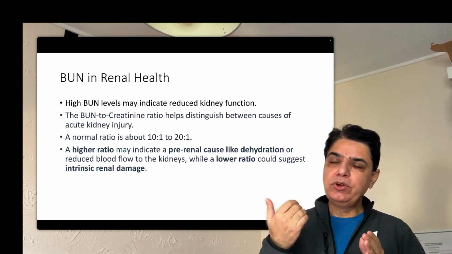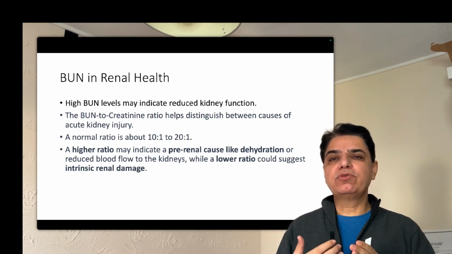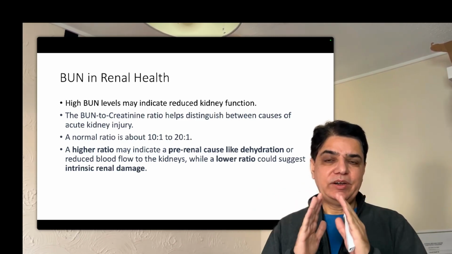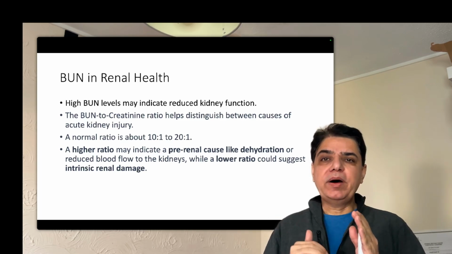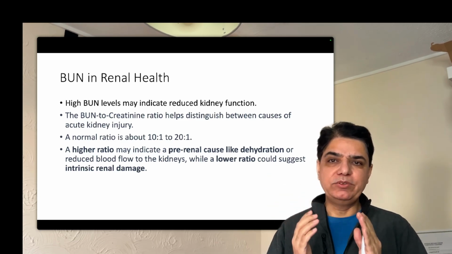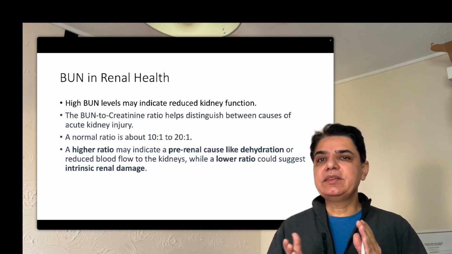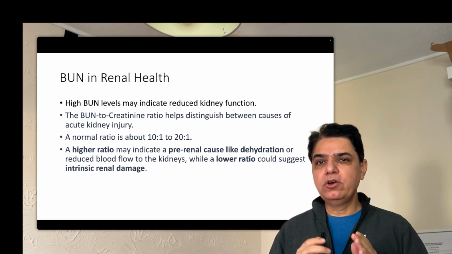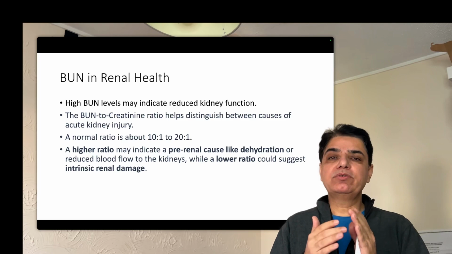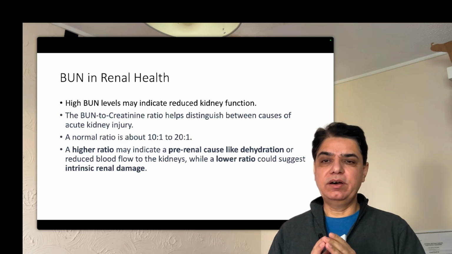Like for example, the urea goes from 20, let's say, to 40, and the creatinine goes from 1.2 to 2.4. Both have increased, but the ratio does not change. But if, let's say, the creatinine remains normal and the urea goes up, what happens? The ratio has gone up because urea is more increased as compared to the creatinine. That would mean that there is a problem with the hydration status. So the BUN to creatinine ratio actually helps you to distinguish between causes of acute kidney injury, whether it's being caused by dehydration or whether it's being caused by intrinsic renal damage.